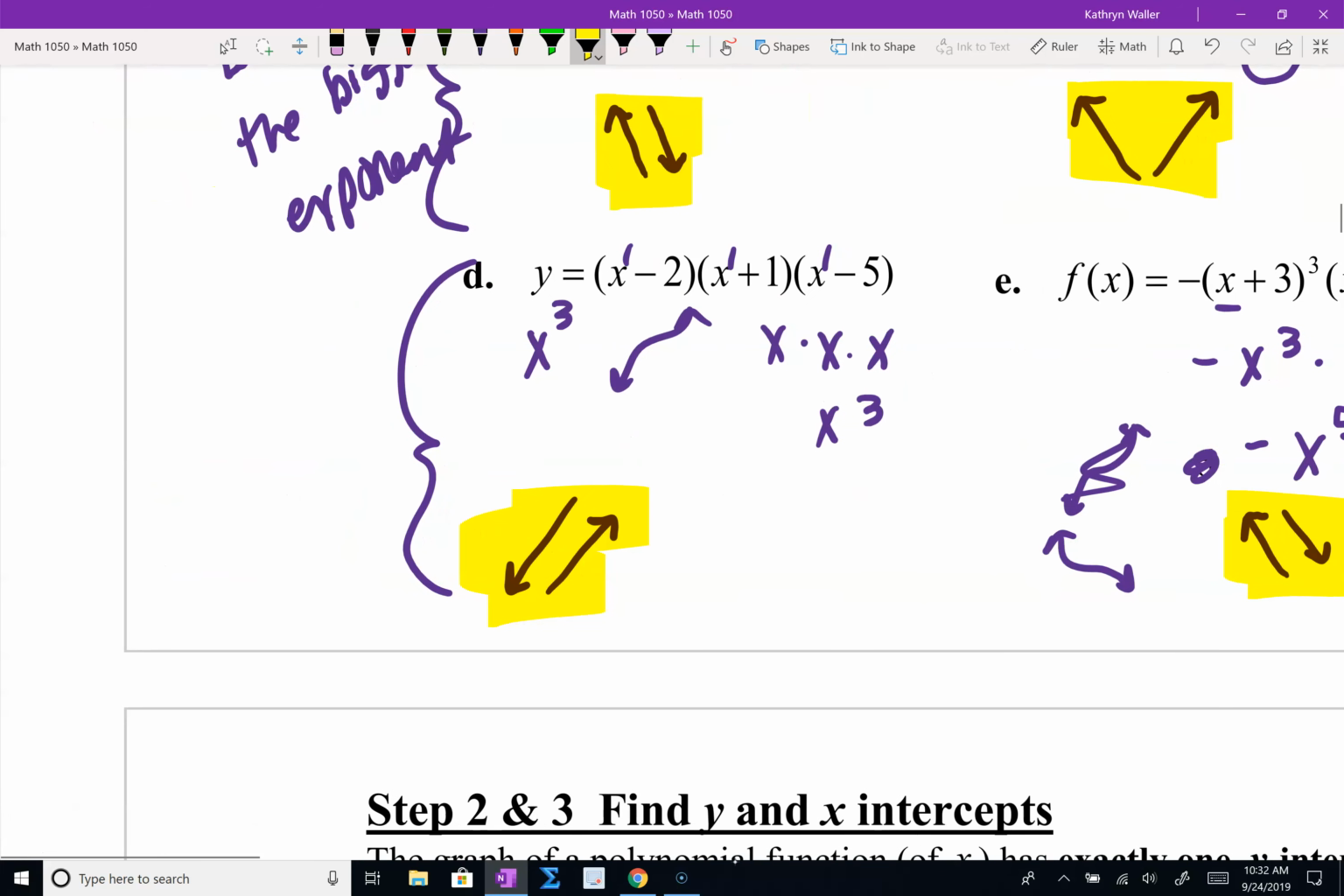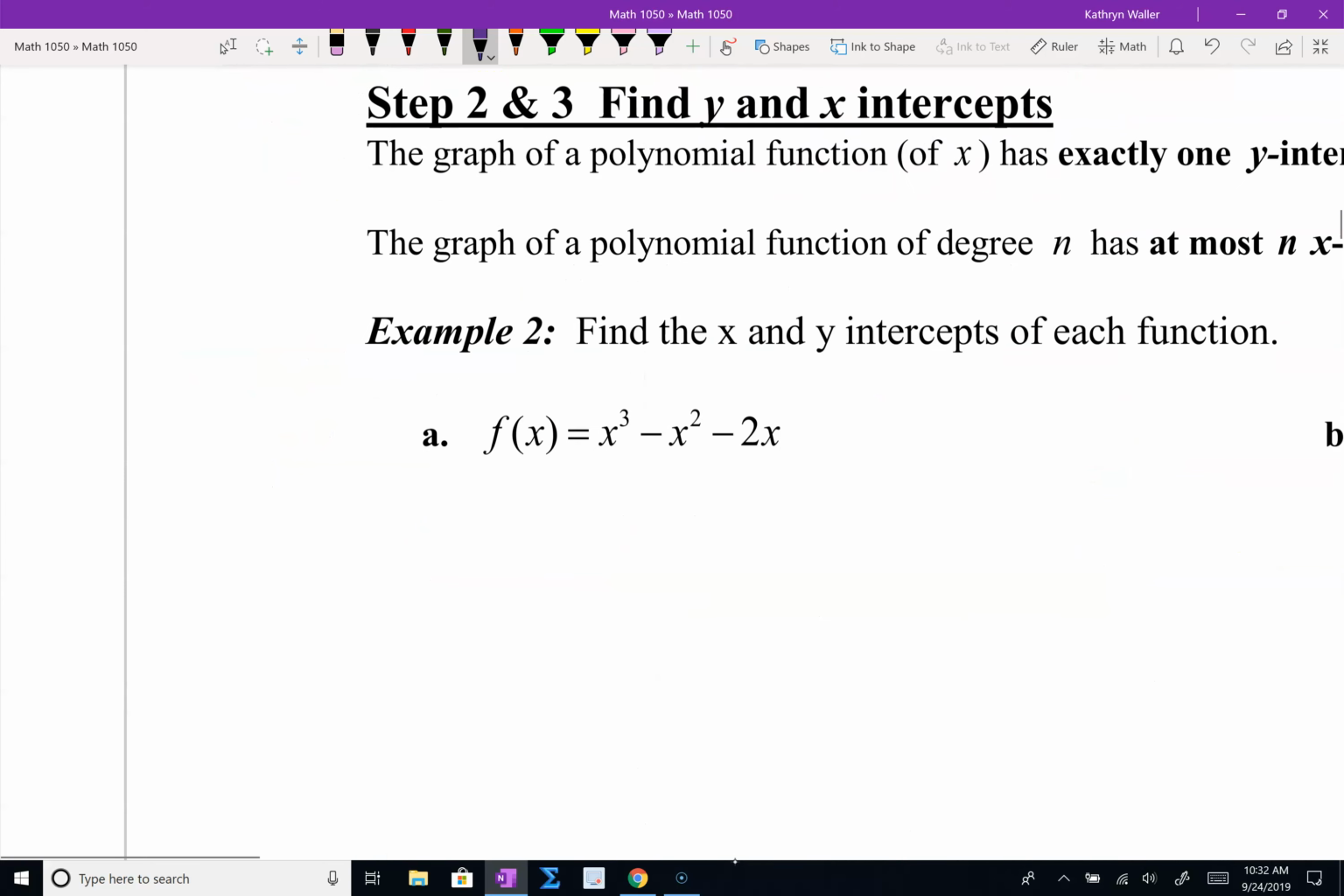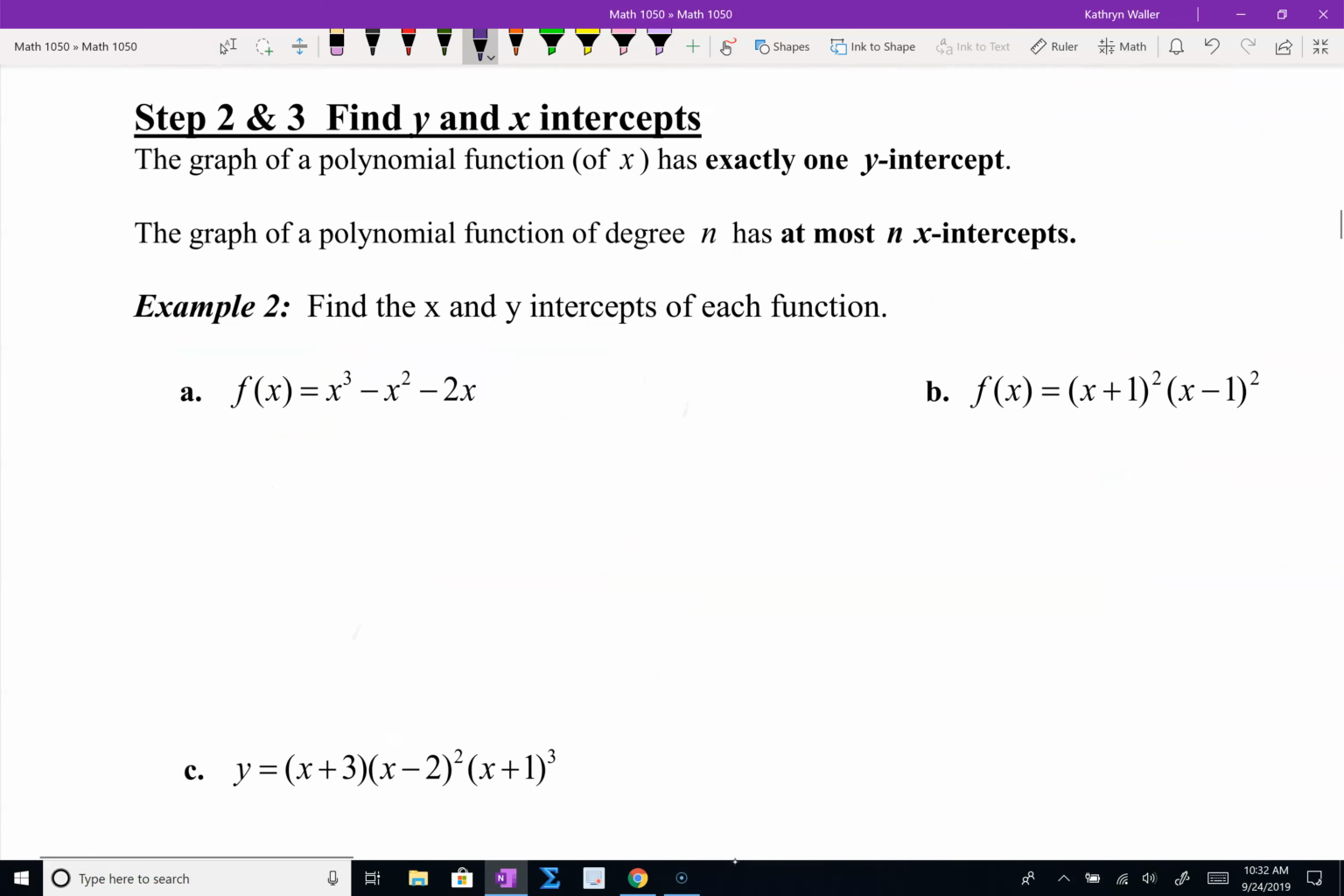Okay, off to the side. Come over here and write yourself a little note. Okay? And I want you to write, add the exponents. So if it's multiplied out, you add the exponents. If it's already multiplied out, you just look at the biggest one. Okay? Okay, let's find some intercepts.